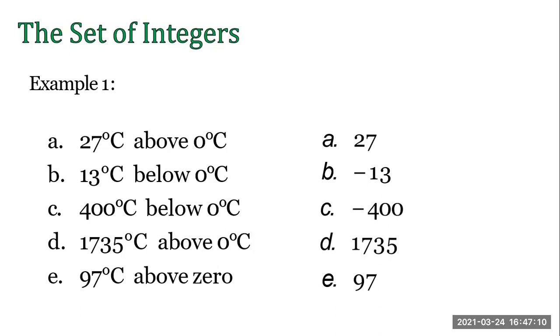Letter B, -13 degrees Celsius, below 0 degrees, so that is -13. As I said a while ago, below 0 is a negative number. 400 degrees Celsius below 0 degrees Celsius, that is -400. And 1735 degrees Celsius above 0 degrees Celsius, that is positive 1735. And lastly, 97 degrees Celsius above 0, that is 97.